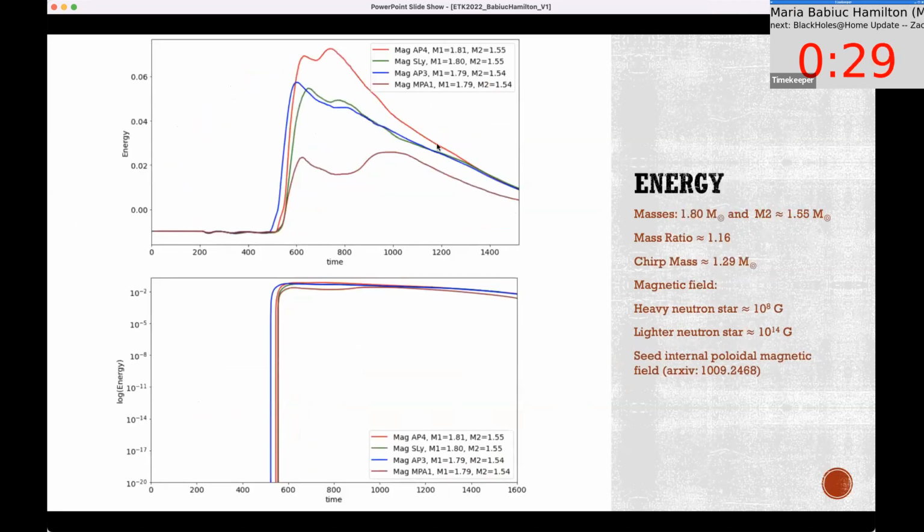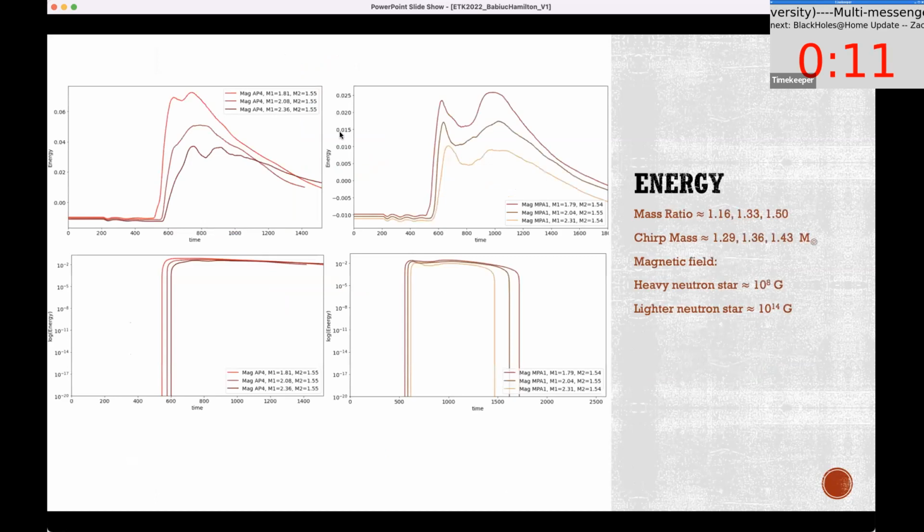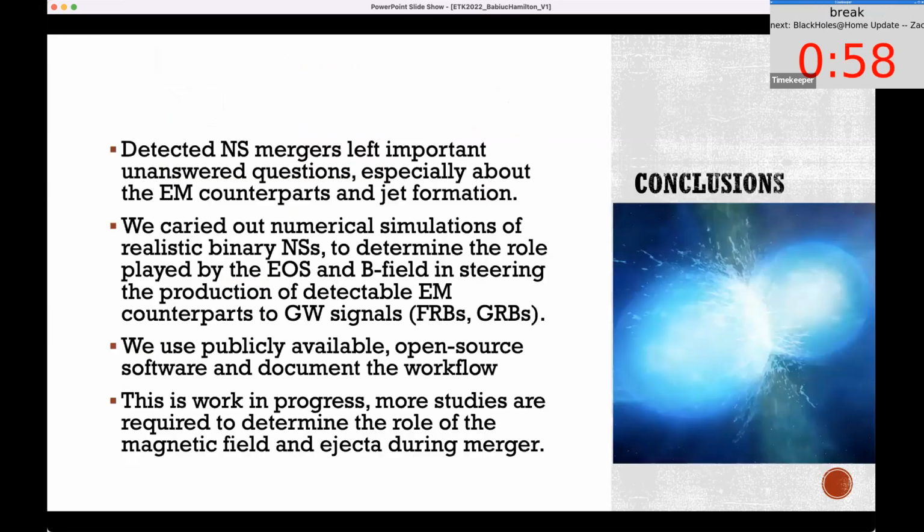As for the energy, it would be interesting to see if the outflow has enough energy to interact with the interstellar medium to generate electromagnetic counterparts, and the most promising is AP4, which has higher energy. We've seen here that for different mass ratios, the binaries in which the mass ratio is smaller have more ejecta.